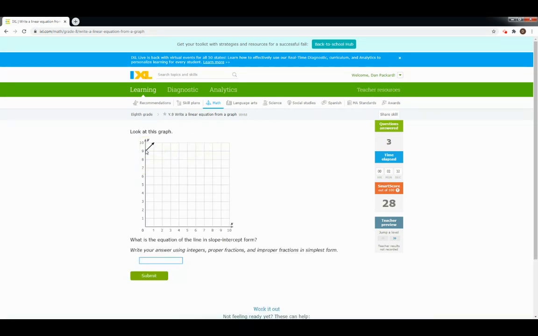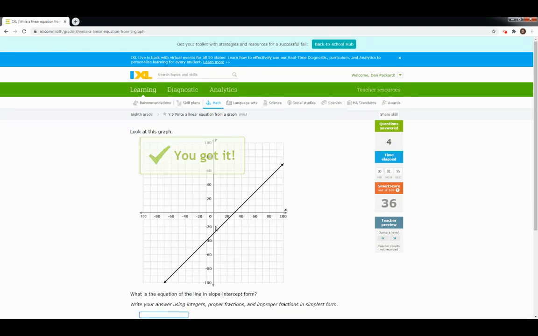Okay. Now, this line starts up here at 9. So we're going to have y equals, I'm up there at positive 9. And my slope is up 1 over 1. So 1 over 1 is the same thing as 1. So it'd be 1x plus 9.